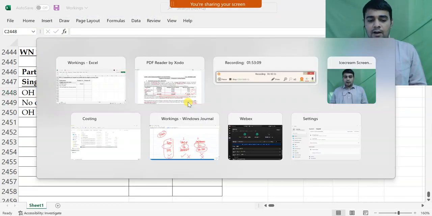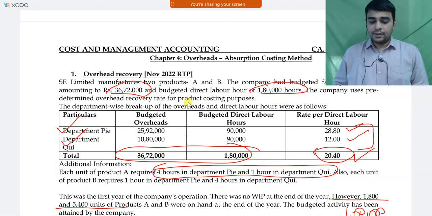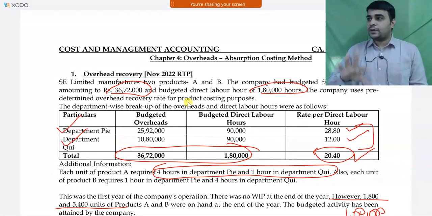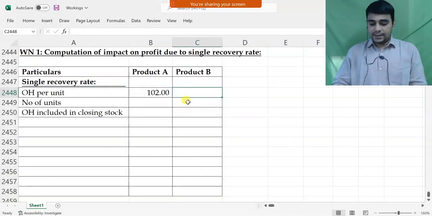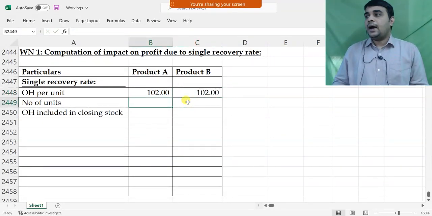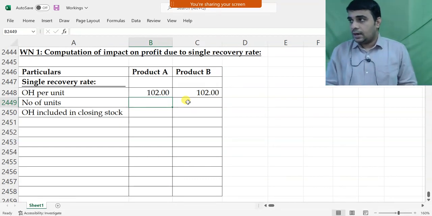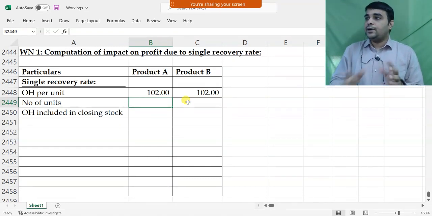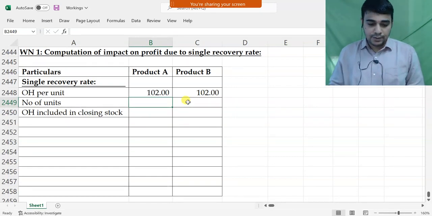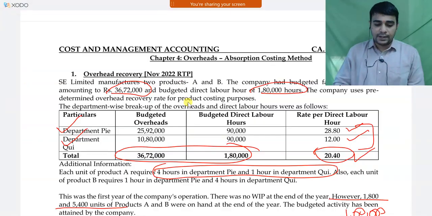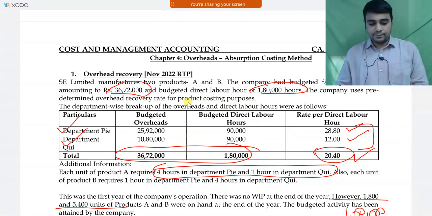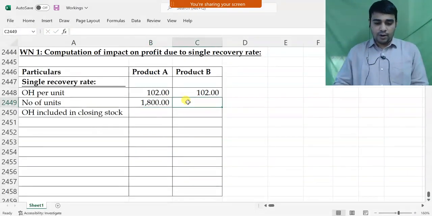Product B, how many hours are needed? Again 5, but it is 1 plus 4, that was 4 plus 1. Net net you need 5 hours. 20.4 into 5. I am not bothered about how many in P, how many in Q, because I am using a single recovery rate. I don't distinguish between these two. How many units of closing stock of product A is there? 1000. Product B.